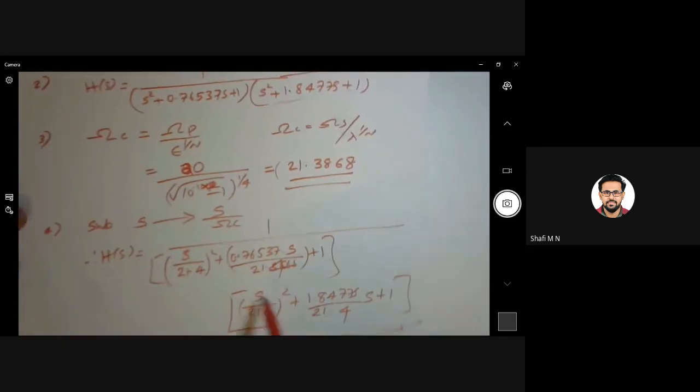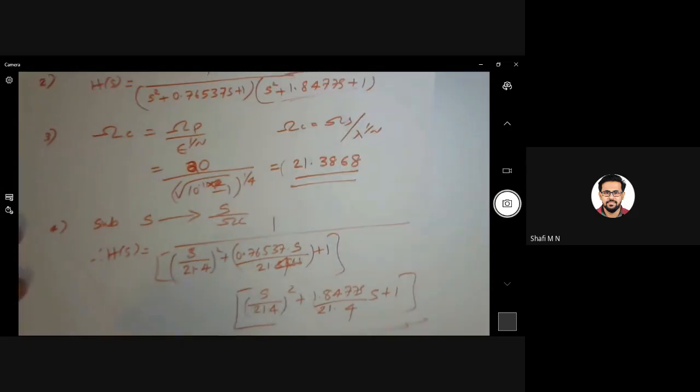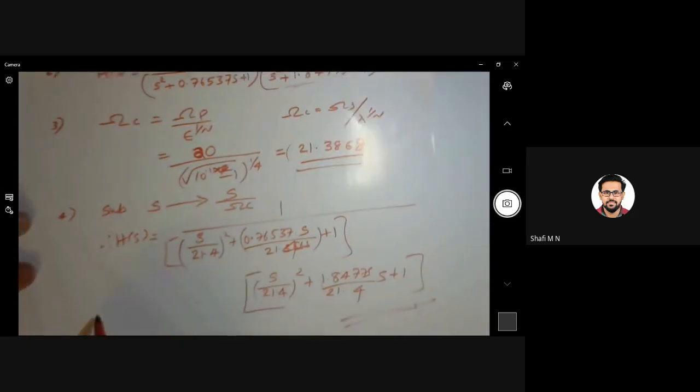If you have time in the exam, just solve this and rearrange it. Or else you can simply leave it at this step. You can solve these simple calculations or leave them out. So this is the design. What we have designed is a low pass Butterworth filter.